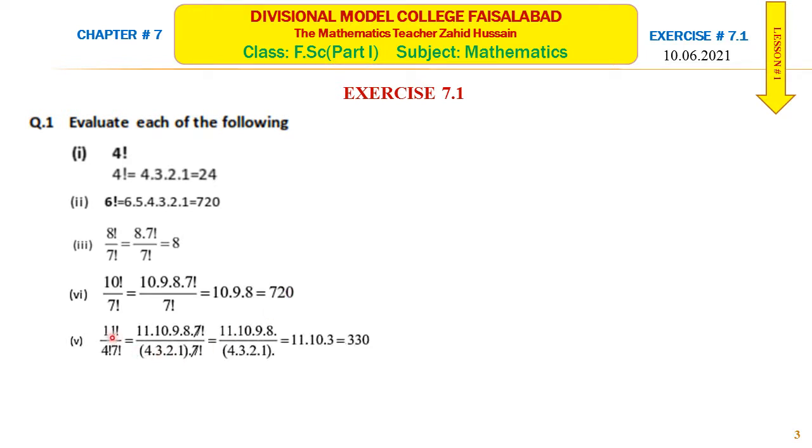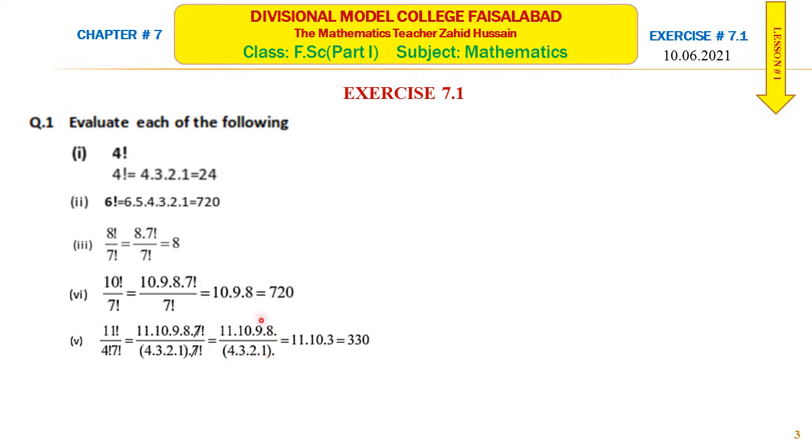Fifth part is 11 factorial over 4 factorial into 7 factorial. In the denominator 7 factorial is the larger number, so write 11 factorial such that you stop at 7 factorial. So this is 11, 10, 9, 8 and 7 factorial over 4 factorial, which is 4, 3, 2, 1, and 7 factorial as it is. 7 factorial is cancelled with 7 factorial. We are left with 11, 10, 9, 8 in the numerator and 4, 3, 2, 1 in the denominator.